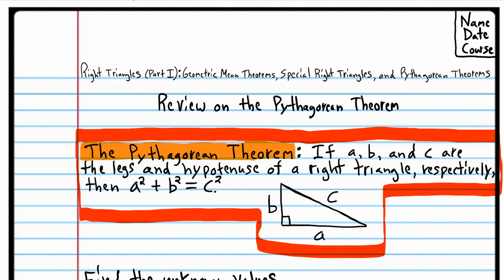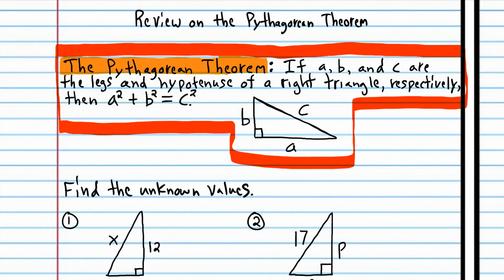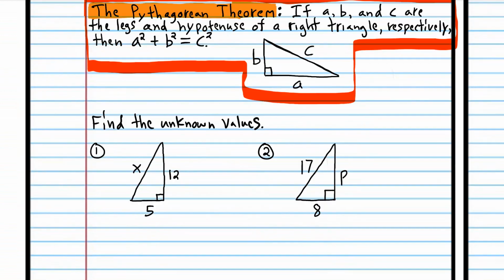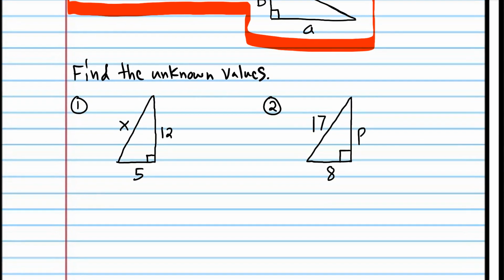So we're going to start with a review on the Pythagorean theorem. Remember, the Pythagorean theorem says that if you have a right triangle and the longest side, the hypotenuse, is C, and the other sides, called the legs, are A and B, then A squared plus B squared equals C squared. That's the Pythagorean theorem. Remember, the side opposite the 90-degree angle is always the longest side in a right triangle, and that is the hypotenuse, and the other sides are the legs. That's what they're called.